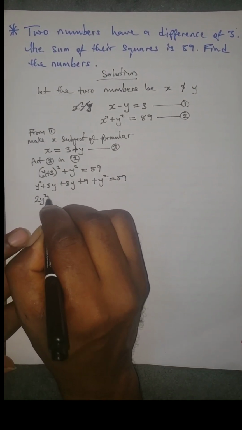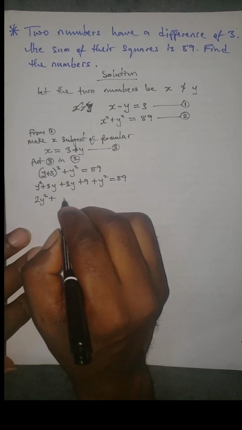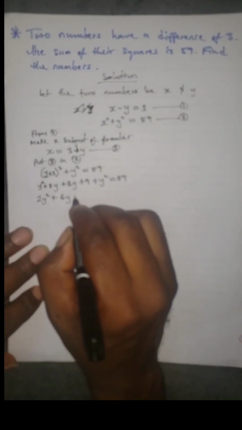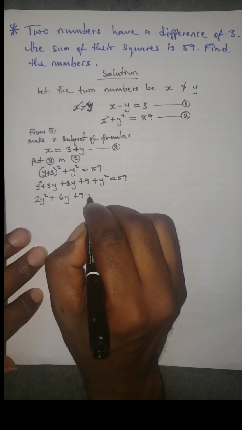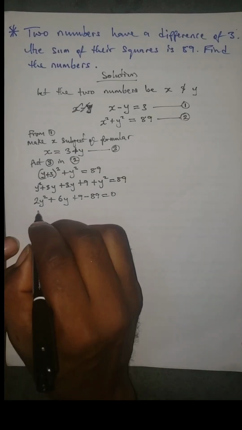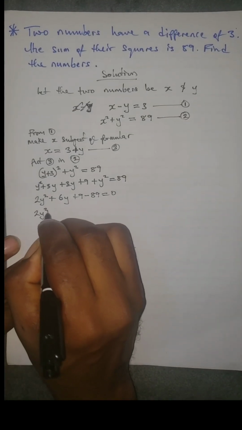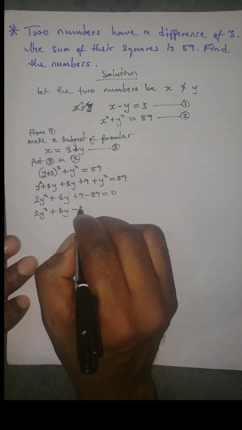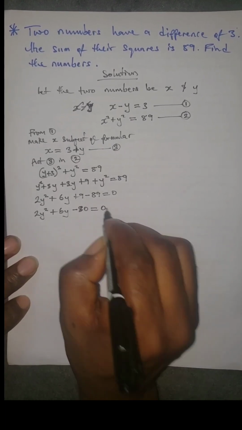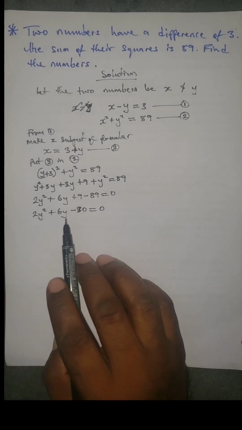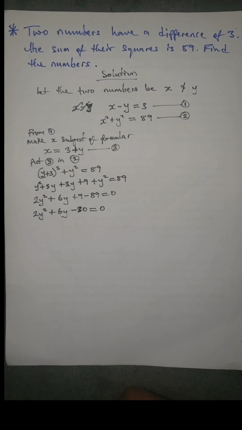Okay, so the next thing is to collect like terms. So I have 2y squared. This and this will give me 6y. Then bring this one in. So I have plus 9 minus 89 equal to 0. Okay, so that will give me 2y squared plus 6y. These two will give me minus 80 equal to 0. So you can see that I have my quadratic equation here, which I will go ahead and solve.